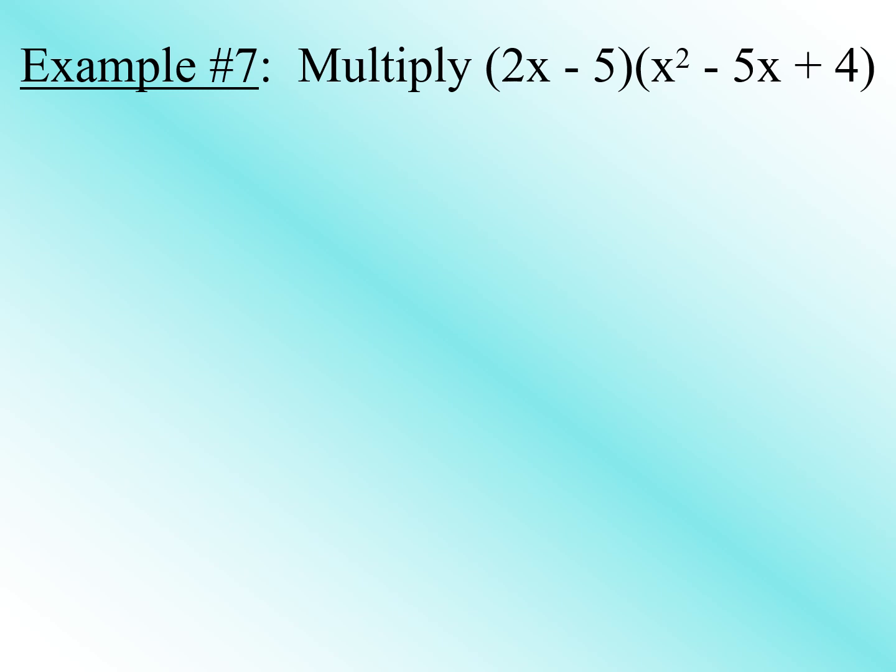Alright, now we have here our seventh example. But for this example, we cannot use the FOIL method. For what reason? Because they're not both binomials. Which means that for this item, we can only use either the distributive property or the box method. So let's try using the distributive method first.